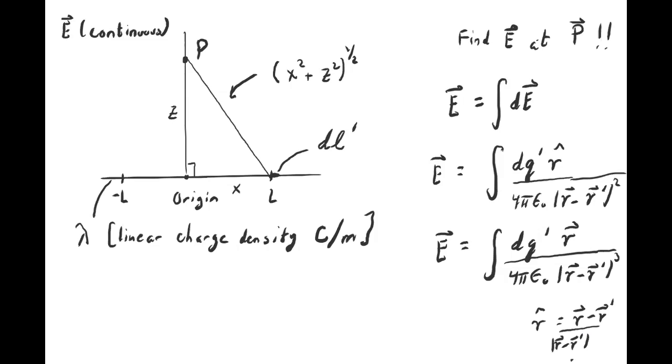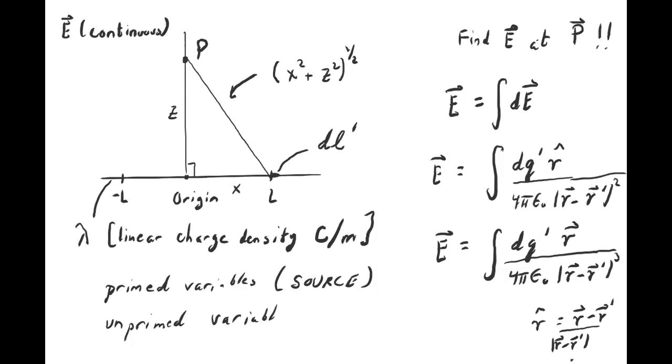Okay, so our convention that we use in electrostatics is as follows. We will use prime variables when we're referring to the source, where the charge is. And we will use unprimed variables when we're referring to the position of the vector field. In other words, we want to know what the value of the electric field is at some point.